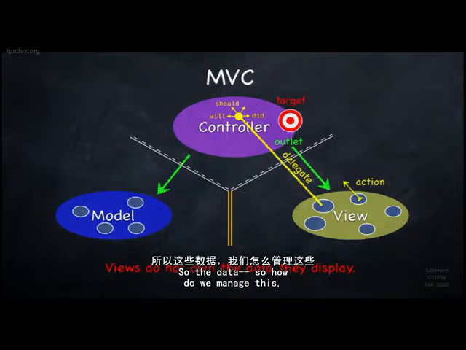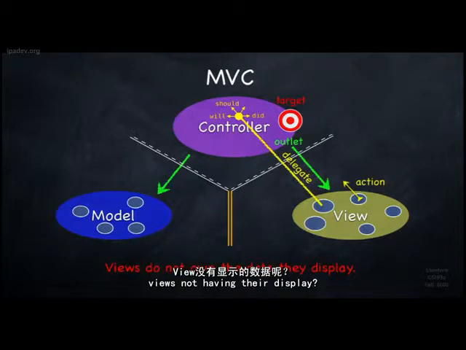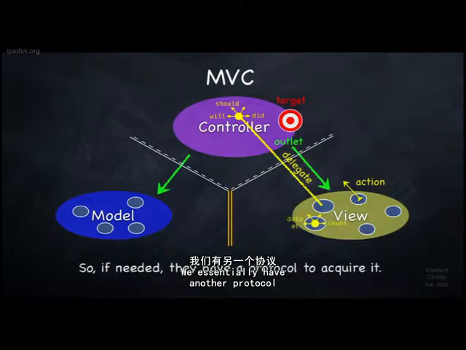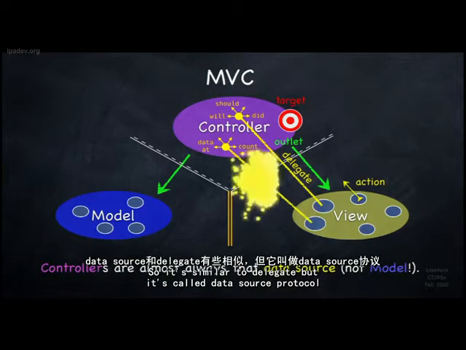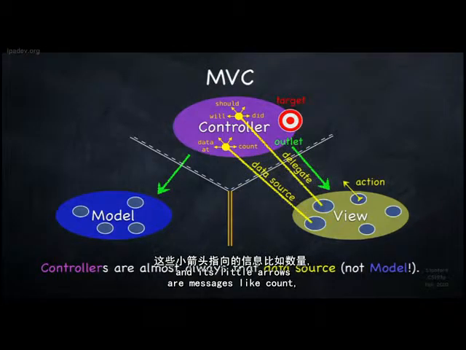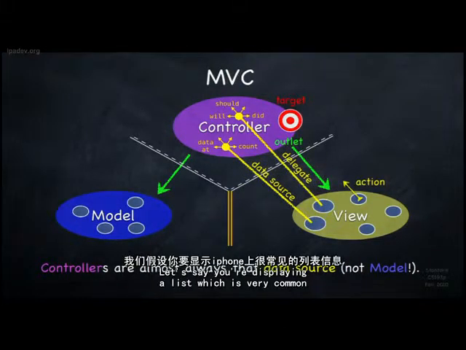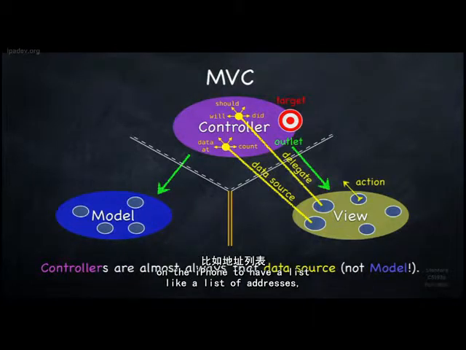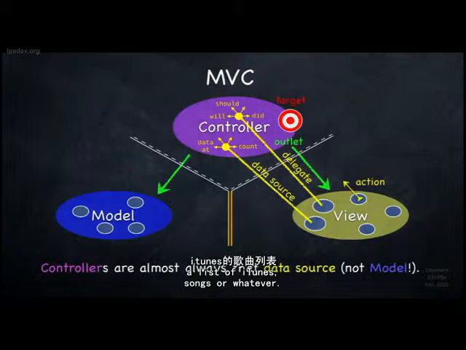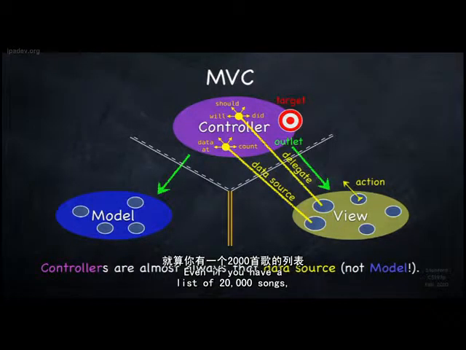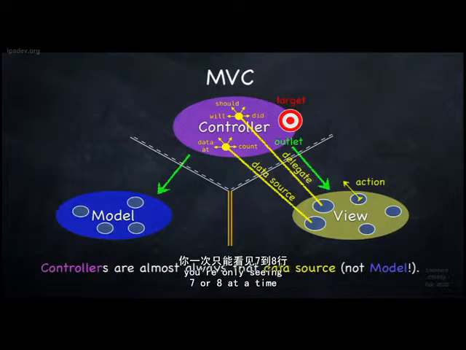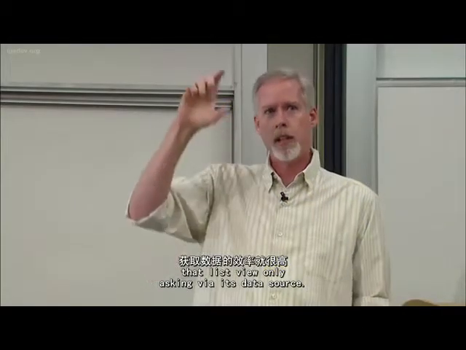So how do we manage this, views not having their data? We essentially have another protocol which is called a data source. So it's similar to delegate, but it's called the data source protocol. And its little arrows are messages like count, give me the count of items. Let's say you're displaying a list, which is very common on the iPhone, like a list of addresses, a list of iTunes songs or whatever. So how many are there? And then give me the data at row 7, give me the data at row 8. So you can imagine even if you had a list of 20,000 songs, you're only seeing 7 or 8 at a time. So it's very highly performant to have that list view only asking via its data source.